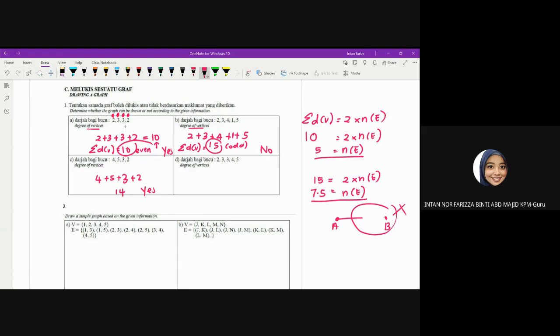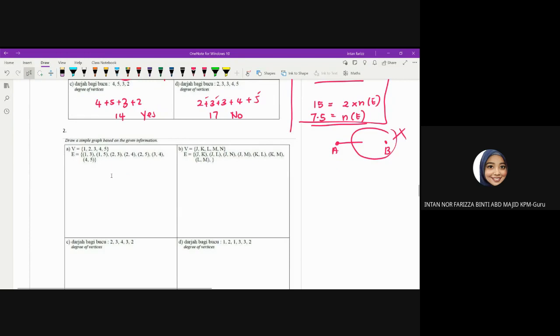So yes, the graph can be drawn. Okay, and this one, 2 plus 3 plus 3 plus 4 plus 5. Total is how much? 17. It is an odd number, so you can say no. The graph cannot be drawn. Okay? I use this concept, the formula that you learned just now. If you have 0.5, if you have decimals or fractions, that means we can say that the graph is incomplete and you cannot draw it. Okay? Okay, now let's move on to the next one.